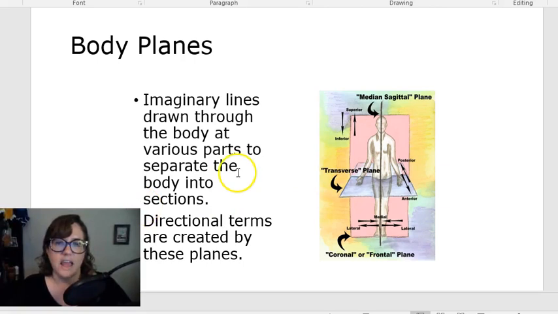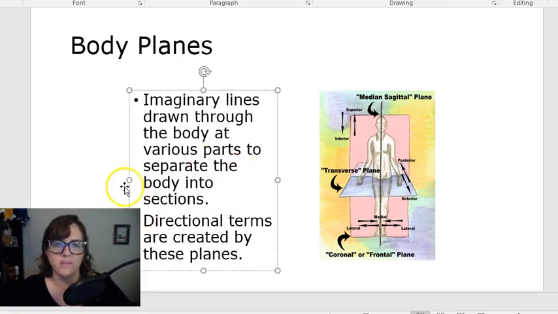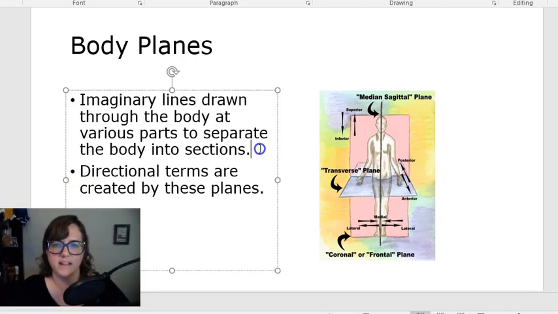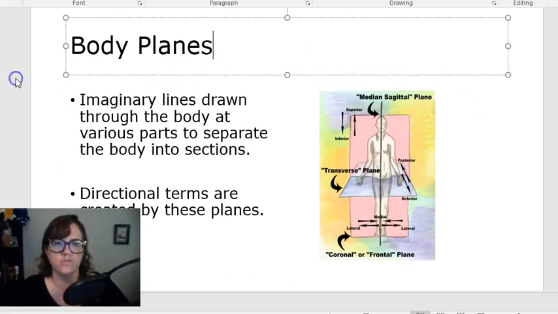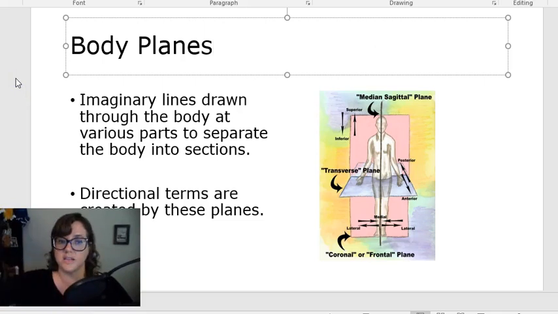And where did these terms even come from? These terms come from what are called the body planes. The body planes are basically imaginary lines drawn through specific parts of the body so you can cut it into sections.